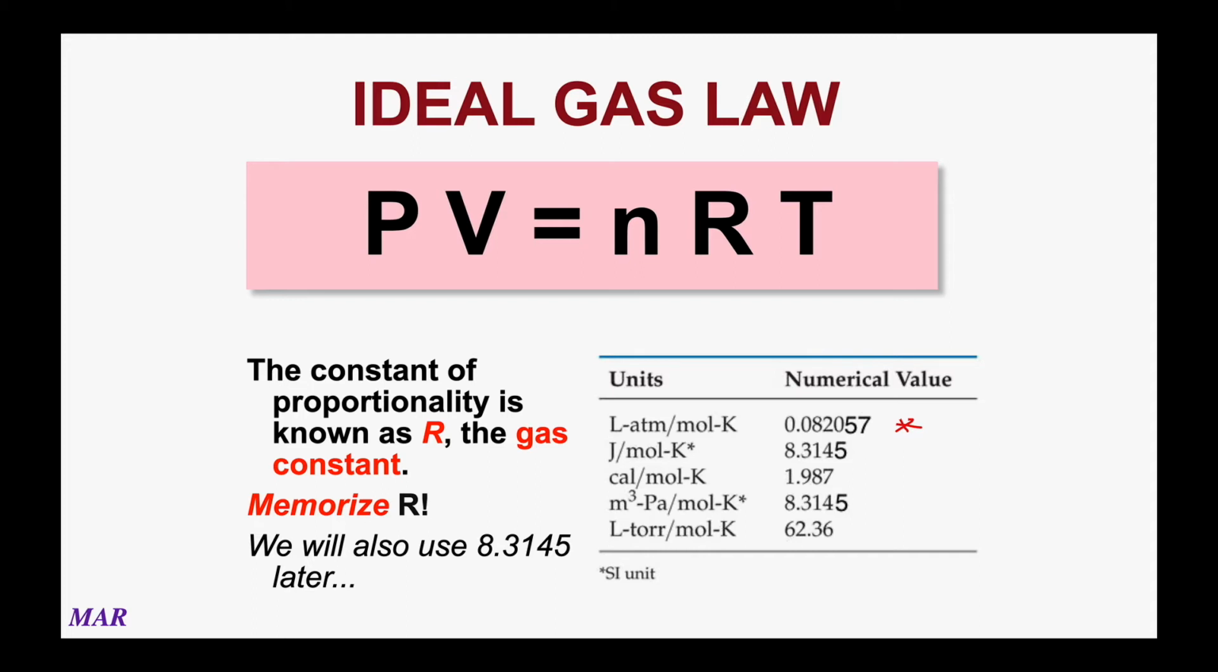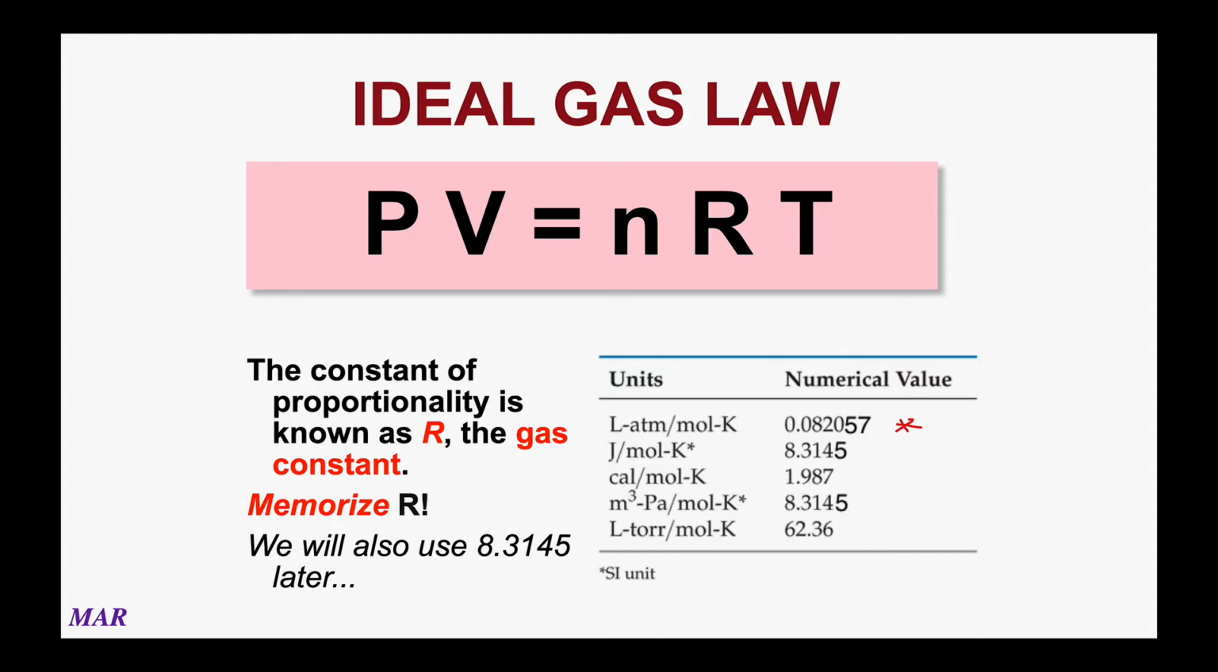And R equals PV over nT. You can see there that volume, liters, pressure, atmospheres on top, moles, and Kelvin temperature on the bottom. So R equals PV over nT. It's a nice way to remember what the ideal gas law equation is if you need it.